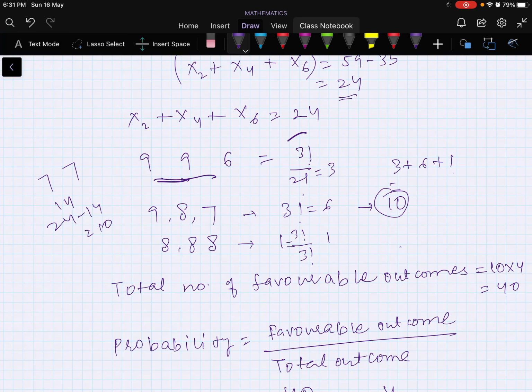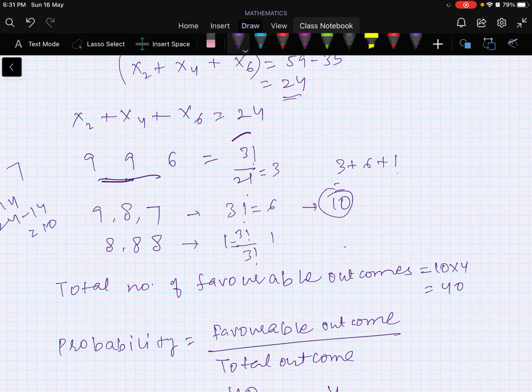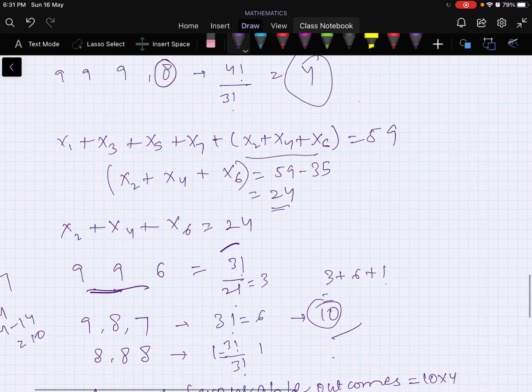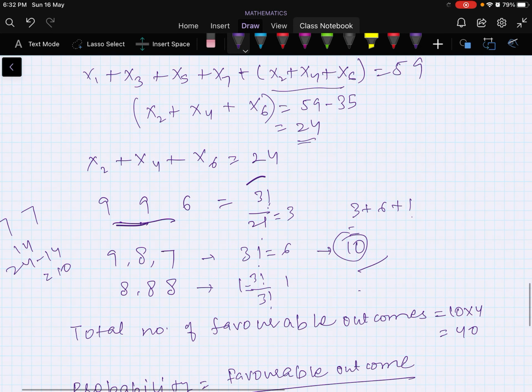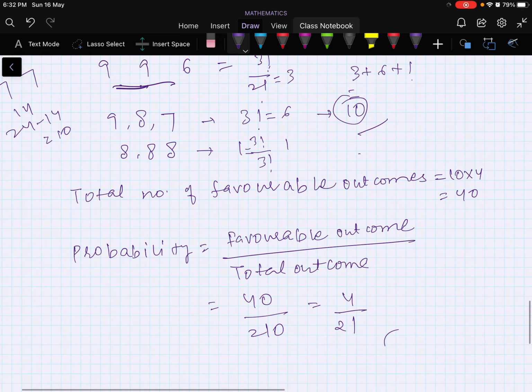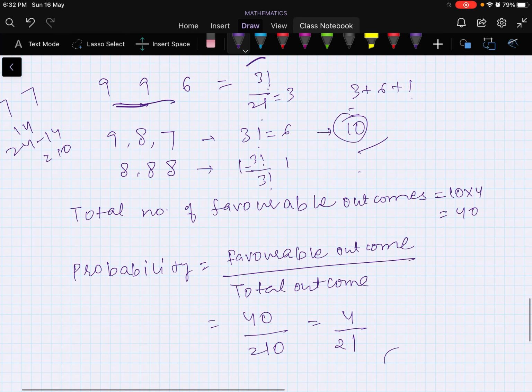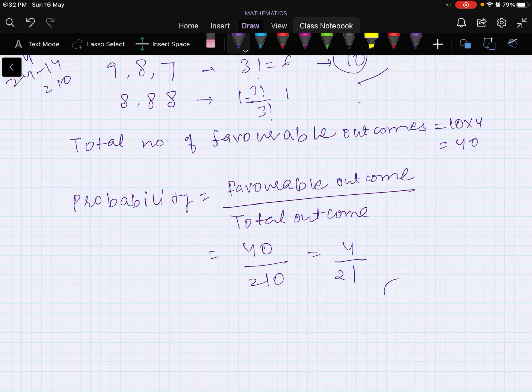Although we can solve it easily with the multinomial theorem, I am assuming that students don't know about the multinomial theorem. That's why I am explaining it this far. So the total number of favorable outcomes for this part is 10, and the number of possibilities for 35 is 4. So by the multiplication rule of counting, the total number of favorable outcomes will be 10 into 4 equals 40. So the probability is favorable outcomes upon total outcomes, that is 40 upon 210, which equals 4 upon 21.